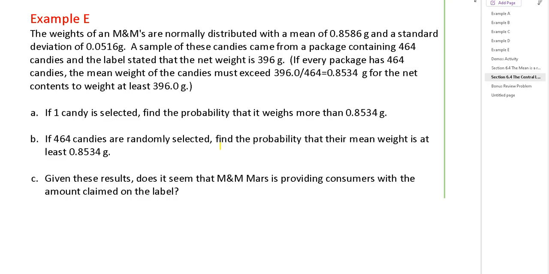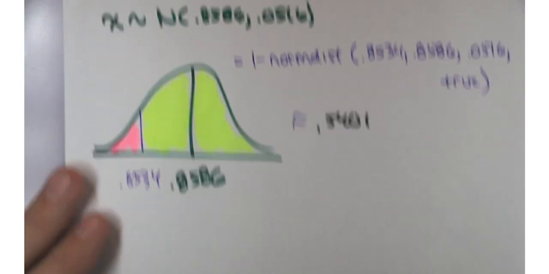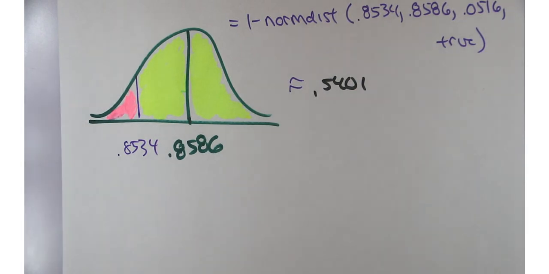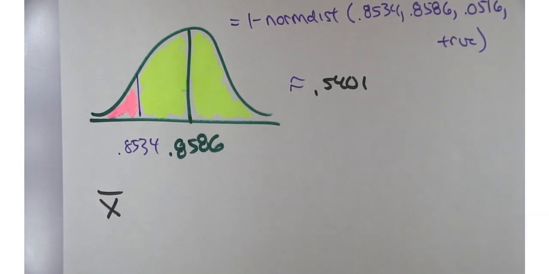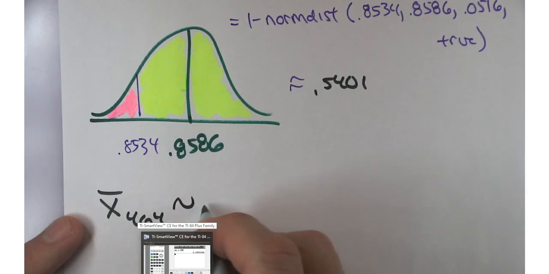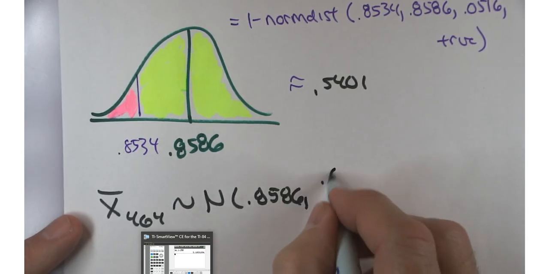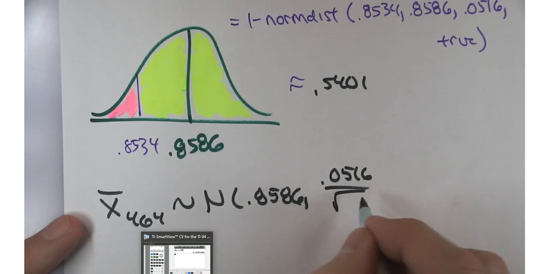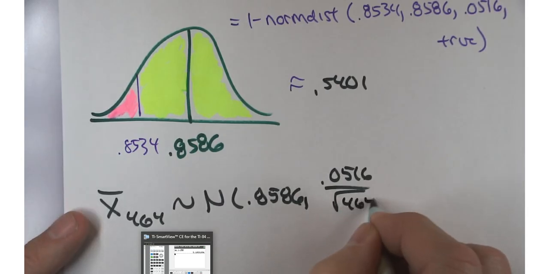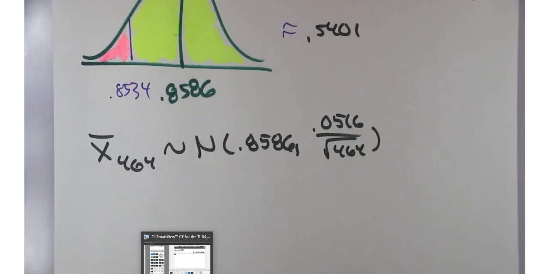So that's what it has to weigh in order for the package to, you know, if each one of those weighed more than that, then the package would weigh more than the 396 grams that it advertises. But we're not just looking at one. We'd have to look at the distribution for the sample means. For samples of size, what was it? 464. So we've got a new distribution. It has the same mean as before, 0.8586. This time the standard deviation is 0.0516 divided by the square root of 464. I'm having a feeling we're going to get another one of those 100% probability kind of problems.